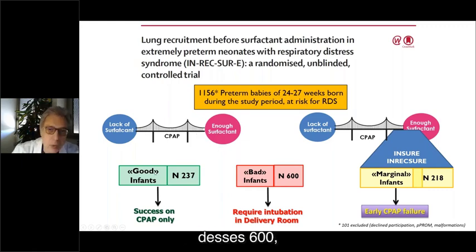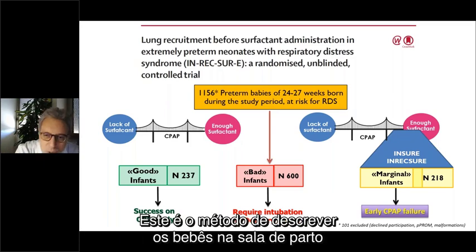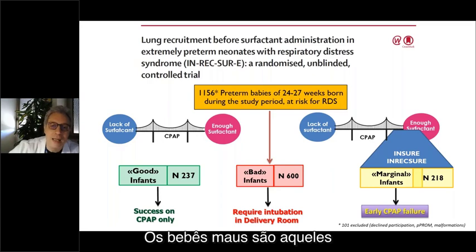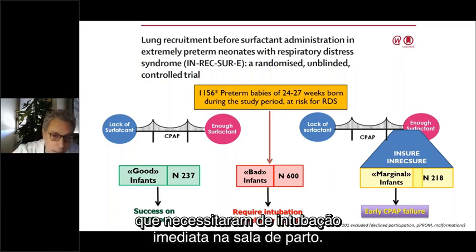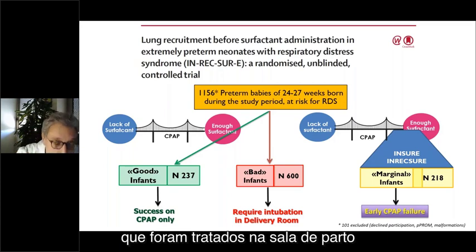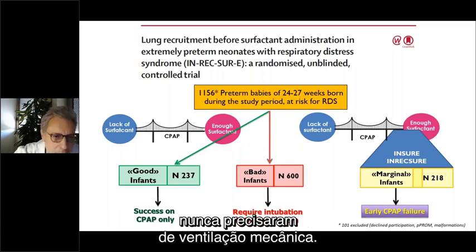Of these, 600, more than half of the patients, represent the bad infants. This is the method of describing the babies in the delivery room suggested by Alan Jobe several years ago. The bad infants are the babies who required immediate intubation in the delivery room. But at the same time, we have 237 infants that were managed in the delivery room with nasal CPAP, and they never needed surfactant administration. They never needed mechanical ventilation.